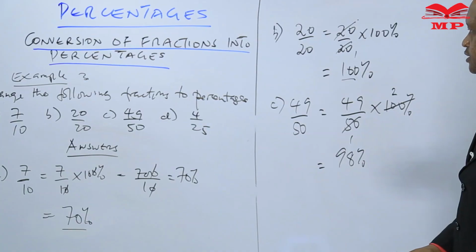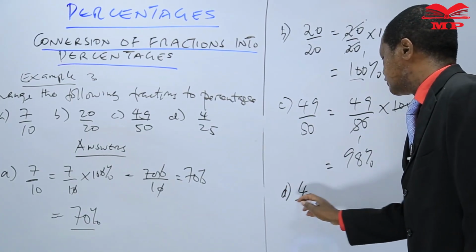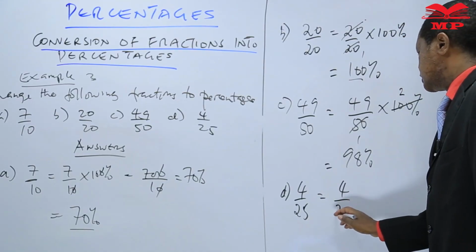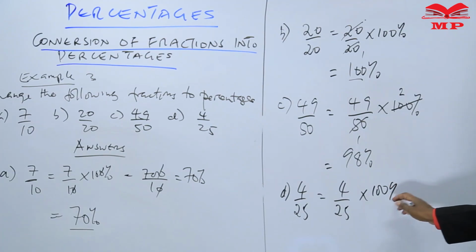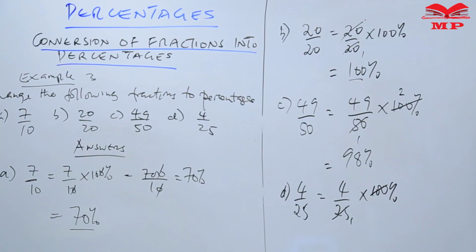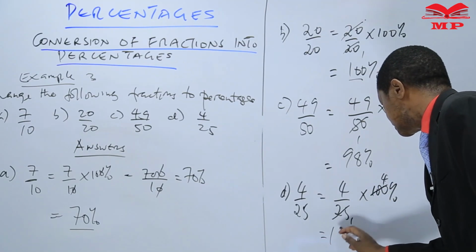Then learners, D. D, 4 over 25 is equal to 4 over 25 times 100%. This 25 goes here once. 25 goes here how many times? It goes here 4 times. Leaving us with 4 times 4, which is equal to 16%.